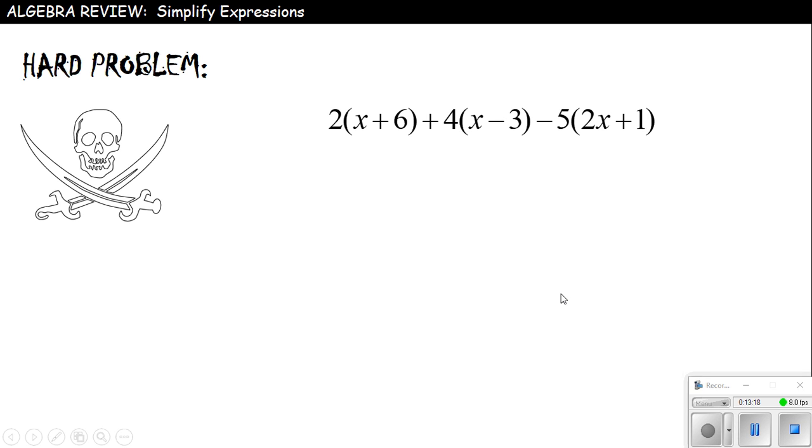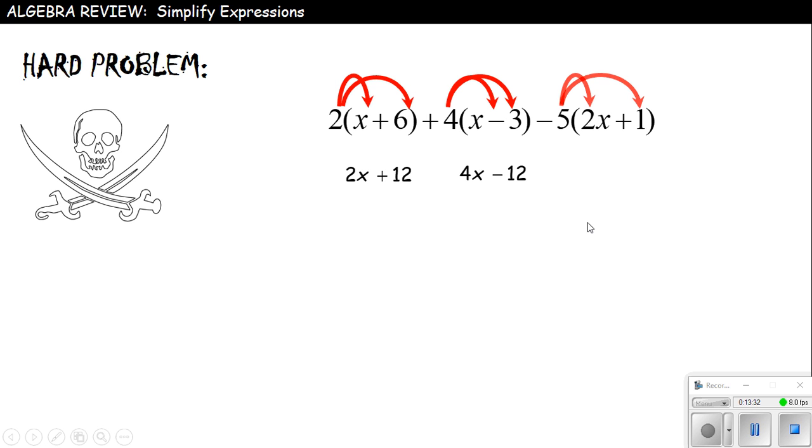All right, so when you do this, you're going to distribute 2 times x plus 6. You'll get 2x plus 12. And then 4 times x minus 3, you're going to get 4x minus 12. And then the hard part, negative 5 times 2x, you get negative 10x. And negative 5 times 1, you get negative 5.